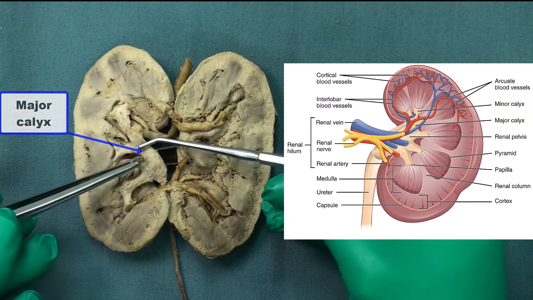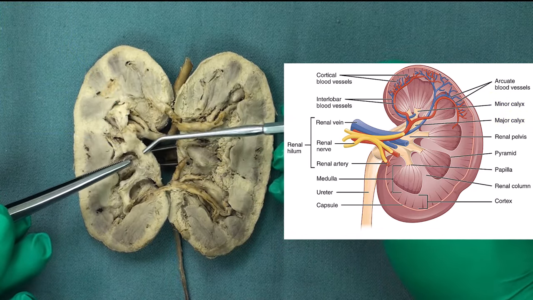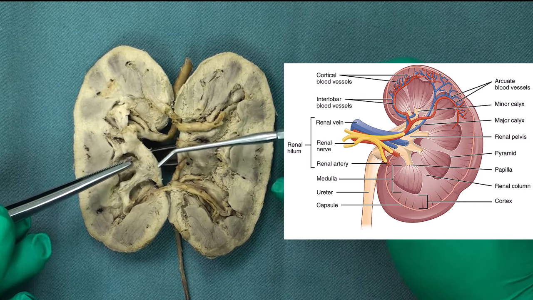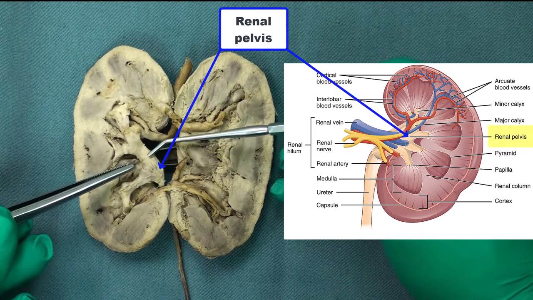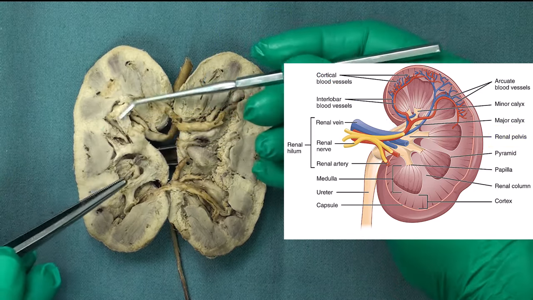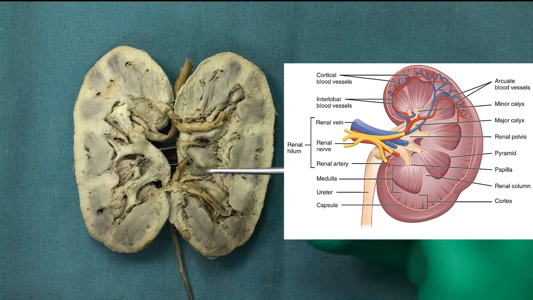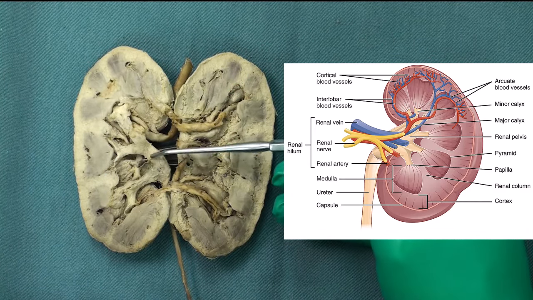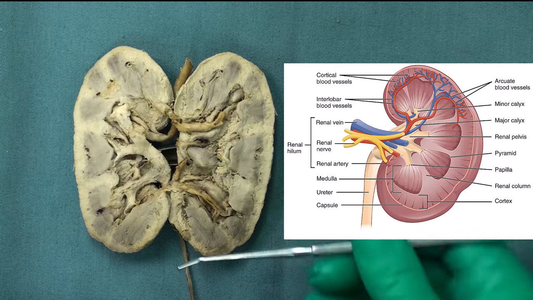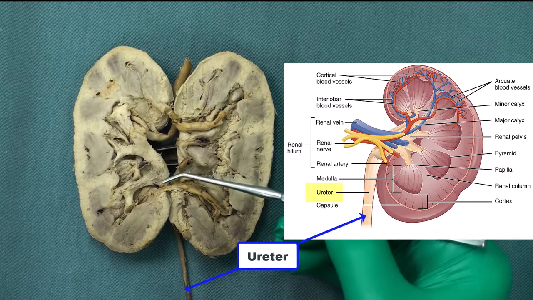And two or sometimes three major calyces join together and form this expanded part known as the renal pelvis. All these structures collect the urine from the renal pyramids, and then the urine is drained from the renal pelvis into the ureter. The ureter starts from the renal pelvis.